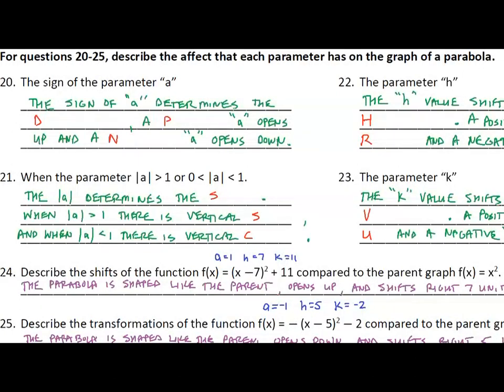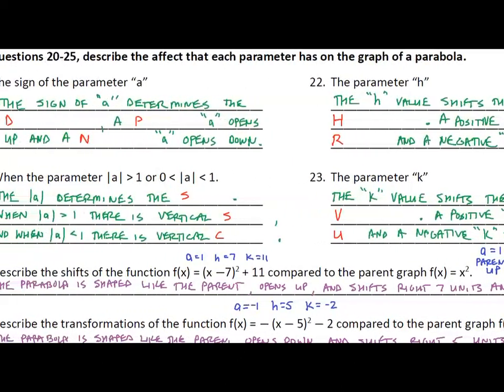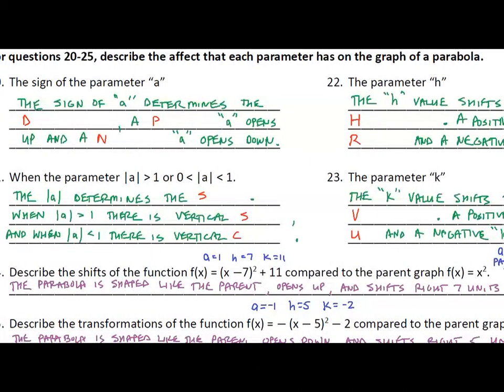And then let's go over what those parameters do. If a is equal to 1, this is just the parent function. It's the shape of the parent graph, and it opens up because it's positive. The h value equals 7, that shifts the graph 7 units to the right. And the k value being 11, that shifts the parabola up 11 units. So for your description, it can be all kinds of things. The way I wrote it is this. The parabola is shaped like the parent, it opens up, and it shifts right 7 units and up 11 units.